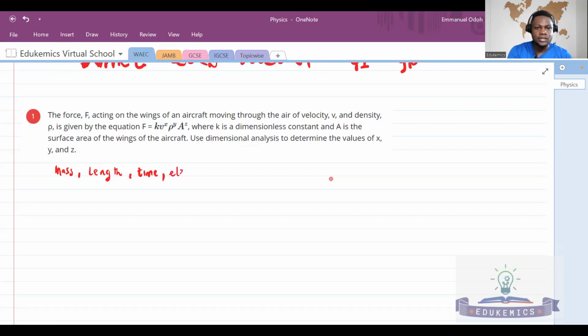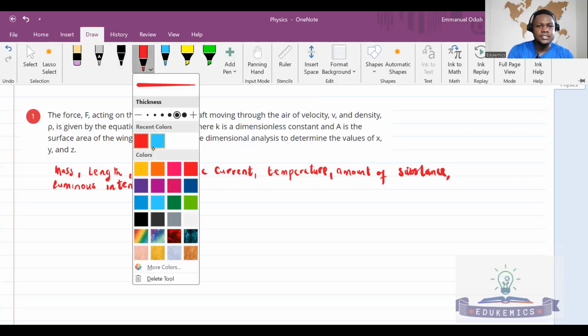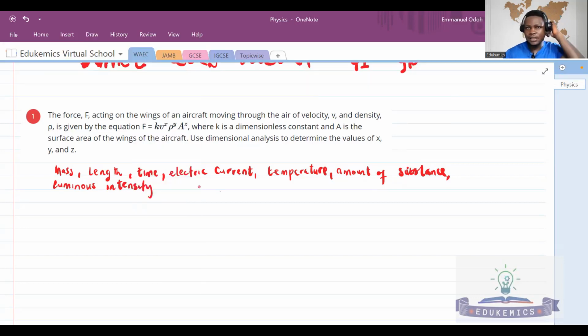We have others like electric current, temperature, amount of substance, and luminous intensity. All these are fundamental quantities, but we'll be using especially the first three, which are mass, length, and time.